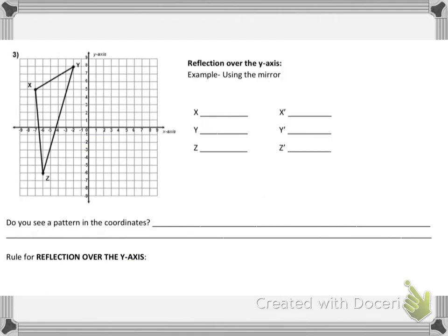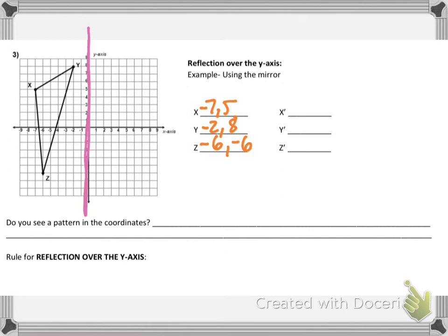Alright, let's do it across the y-axis. I'll give you the coordinates for the points now, and then why don't you try to do this reflection across the y-axis all by yourself. X is currently at -7, 5, Y is at -2, 8, and Z is at -6, -6. And we are reflecting across the y-axis. So here's your y-axis. Make sure you make that nice and clear. Go ahead and give me the new coordinates for X prime, Y prime, and Z prime.